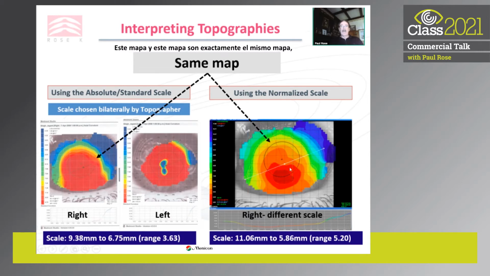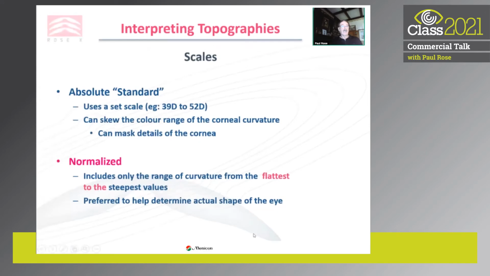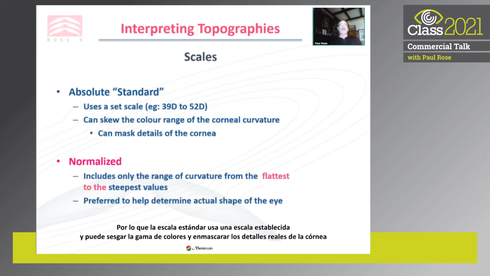This map and this map are exactly the same map. The only difference is the scale that I have used on the topographer. And this is used the normalized scale, this is used the standard scale. So here the scale, in fact, goes up much higher. So with the standard scale, it uses a set scale and it can skew the color range and mask the actual details of the cornea. The normalized scale only uses the shapes from the flattest to the steepest values, and therefore is going to be much, much better for the shape of the cornea that you're looking at.